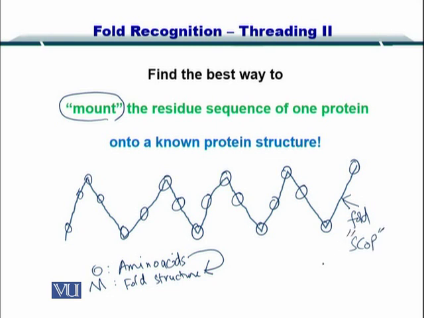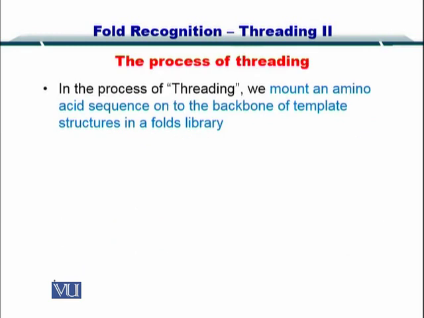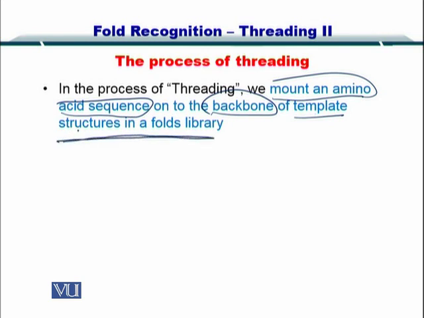Now, you can do this for multiple structures, of course, multiple folds, and you can find that fold which best matches your sequence. So simply, the process of threading is mounting of an amino acid sequence onto the backbone of a template fold. So the structures are folds.